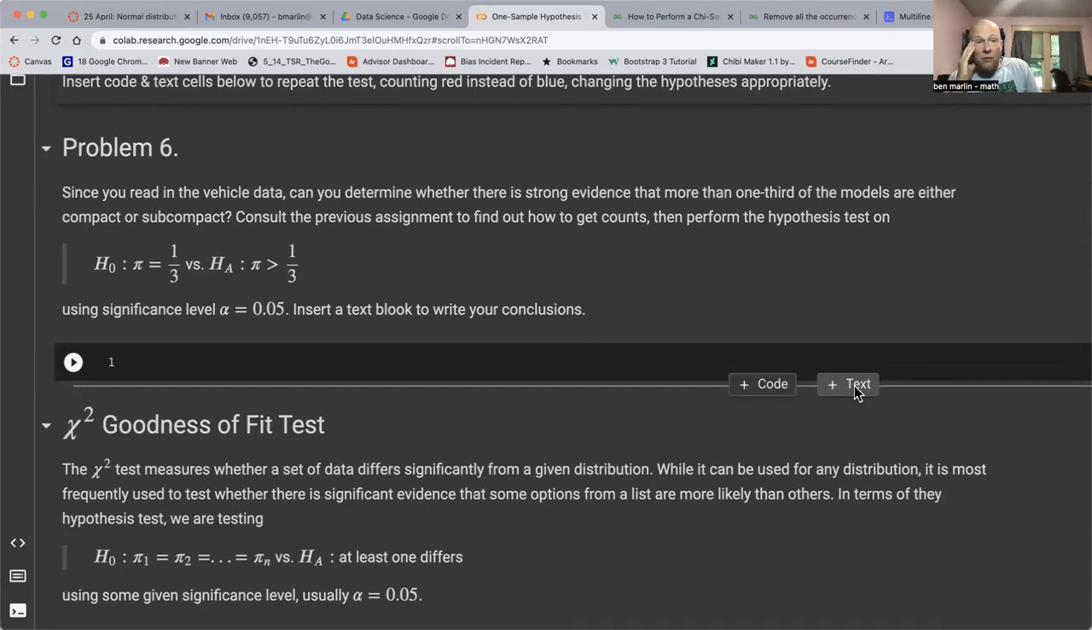All right, so here in problem 6, if you read in the vehicle data, I want you to determine whether there's strong evidence that more than 1/3 of the models are either compact or subcompact. From the day where we did pie charts, I think it turns out that between those two groups, you end up getting 35-ish%, something like that. But you can read that data in and have it do counts. And from the counts, then you can get an X and an N and run this hypothesis test.